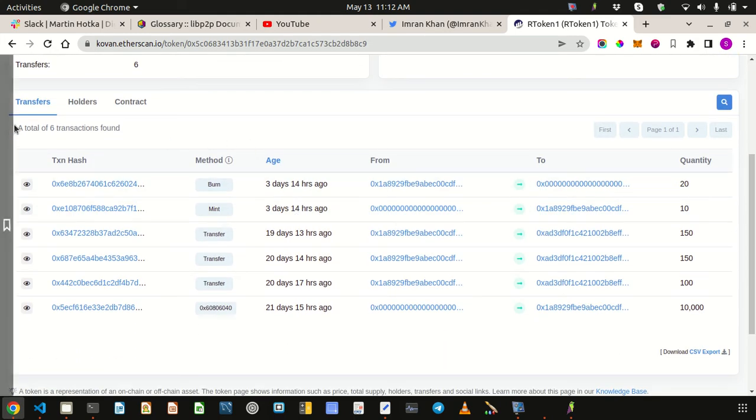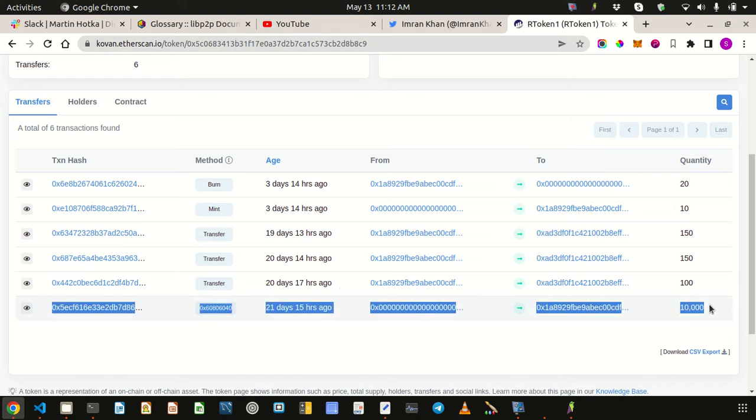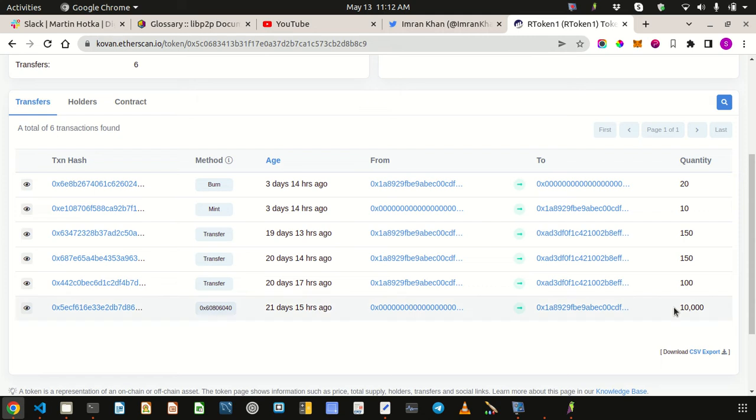You can see the transactions that have been executed on this smart contract. The very first transaction was executed at the time of this token's deployment into the blockchain, and you can see that 10,000 tokens were initially created. Then I transferred these tokens to different addresses, and then you can see there's a minting or the burning of these tokens. And then you can see the time when each transaction was executed: 3 days ago, 19 days ago, and 21 days ago for the very first transaction.